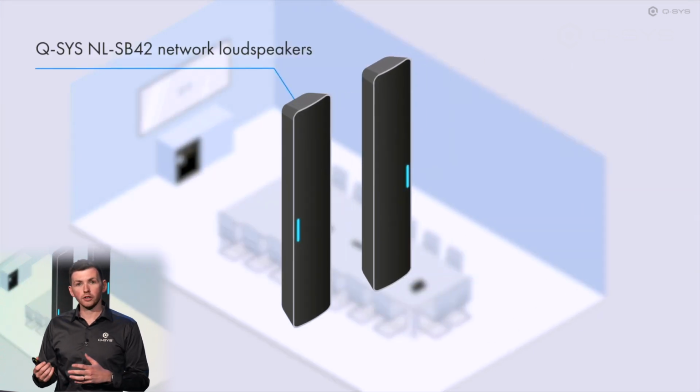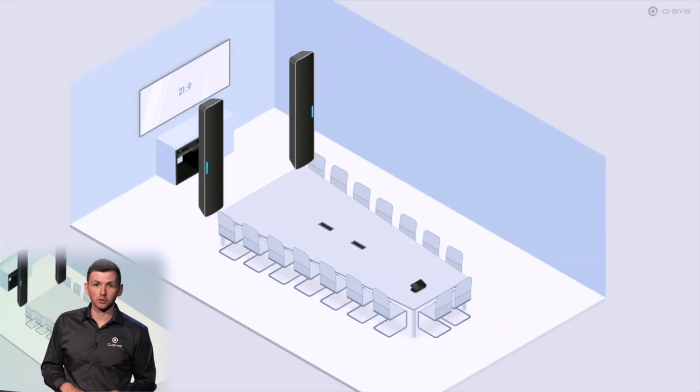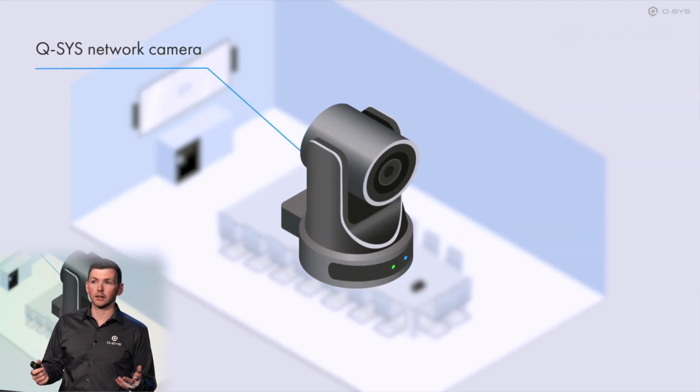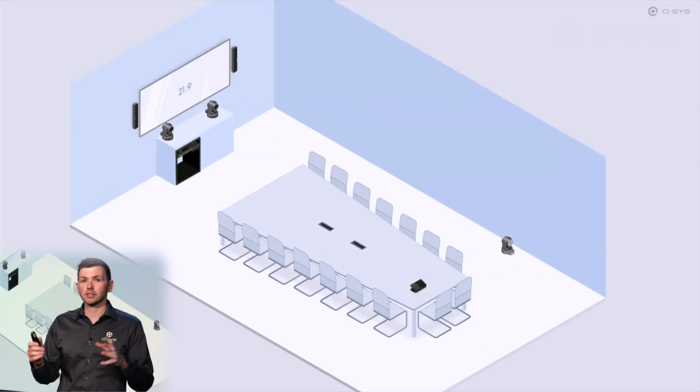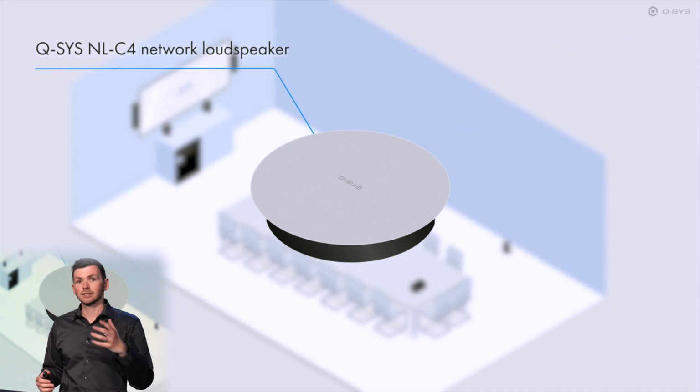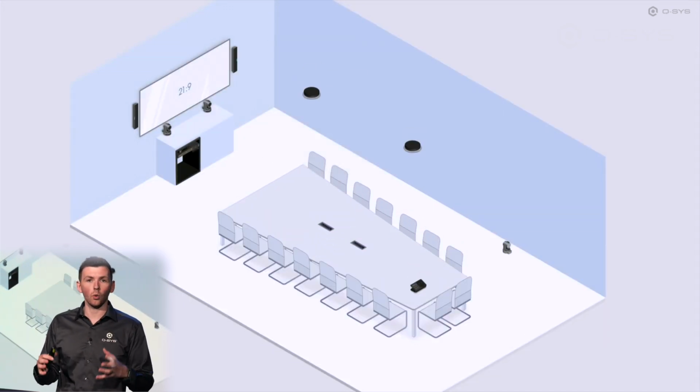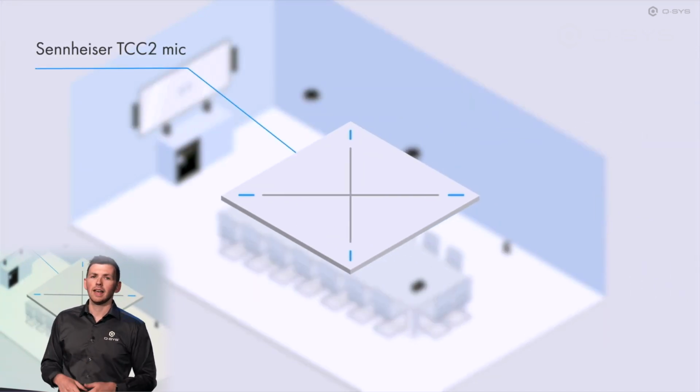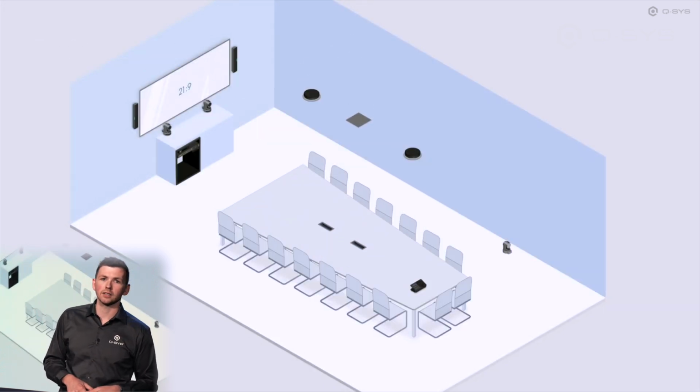Audio devices, so these are some PoE loudspeakers here, which we're going to use for the main loudspeakers. Same thing with cameras. These are actually going to be PoE network cameras. Same thing with loudspeakers as well. So all of these are network-first devices. And here's a third-party device. That's a Sennheiser ceiling mic that can pick up everything on the table.